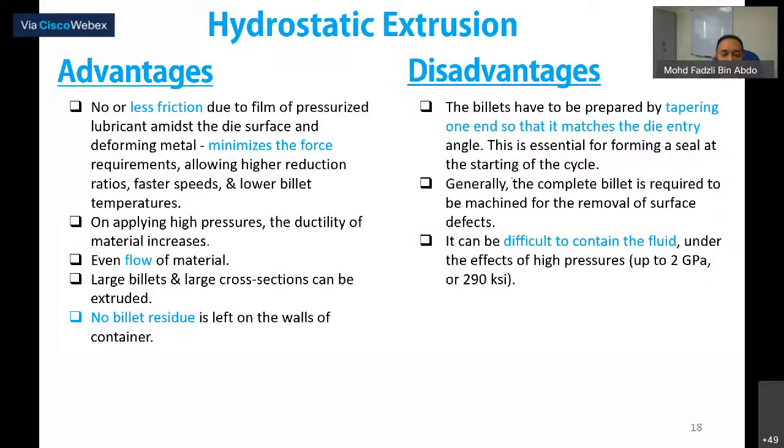Disadvantages pula, this billet have to be prepared by tapering one end so that it match the die entry angle. This is essential for forming a seal at the starting of the cycle, and then generally the complete billet is required to be machined for the removal of surface defects. Okay. It can be difficult to contain the fluid under the effect of high pressure. Okay.